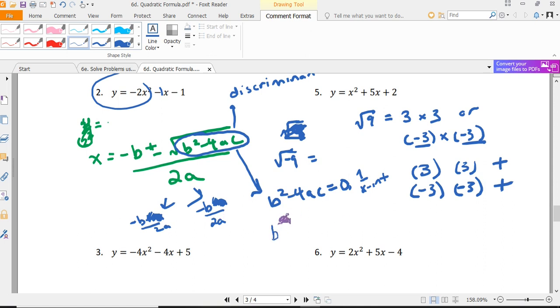And of course, the last one, which is the most common: if it's bigger than 0, you have 2 x-intercepts. Okay. Now, how does that relate to today's lesson?